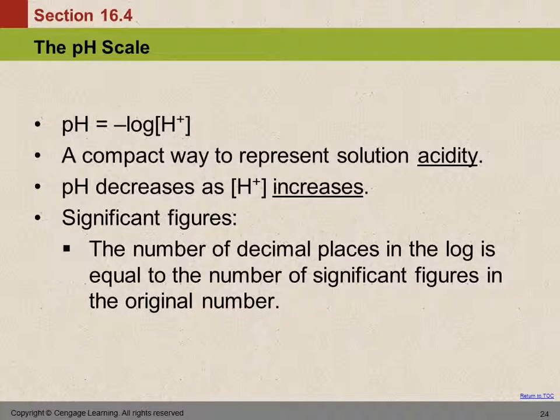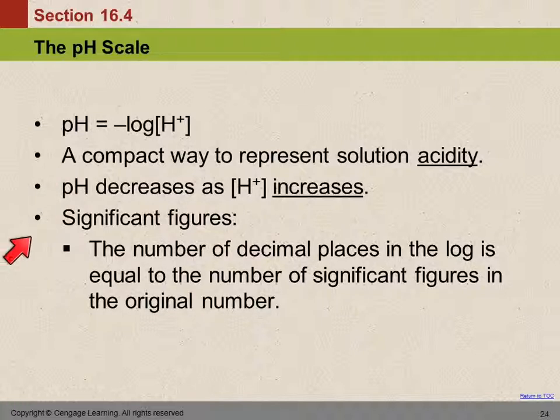So pH is a way of representing solution acidity. And the definition of pH here is the negative log of the hydrogen ion concentration. So I'm just going to go through some stuff and then we'll explain a little more. There's a compact way to represent solution acidity. The pH is going to decrease as the hydrogen ion increases, and that's because there's negatives involved here.